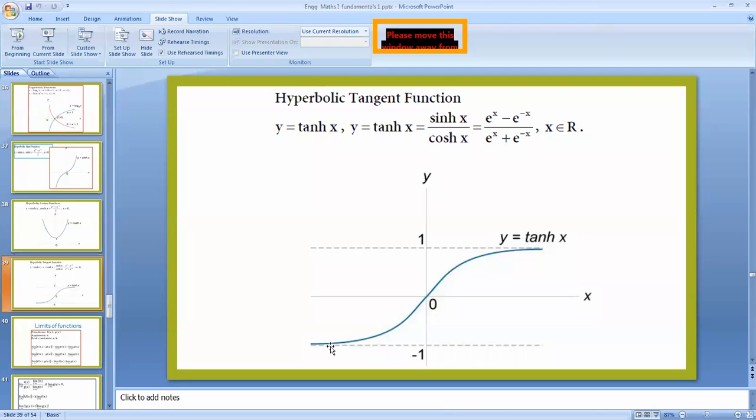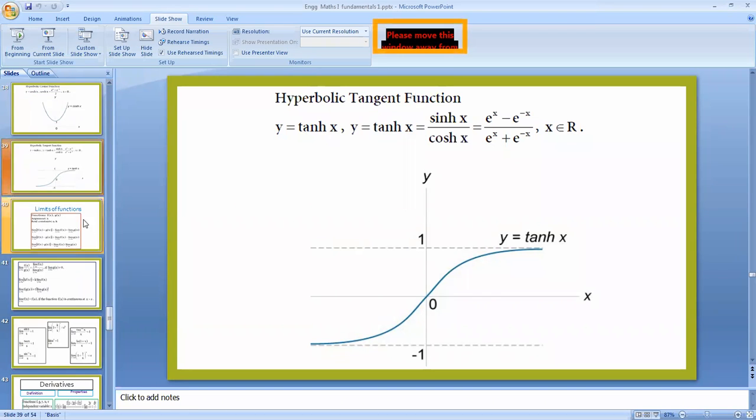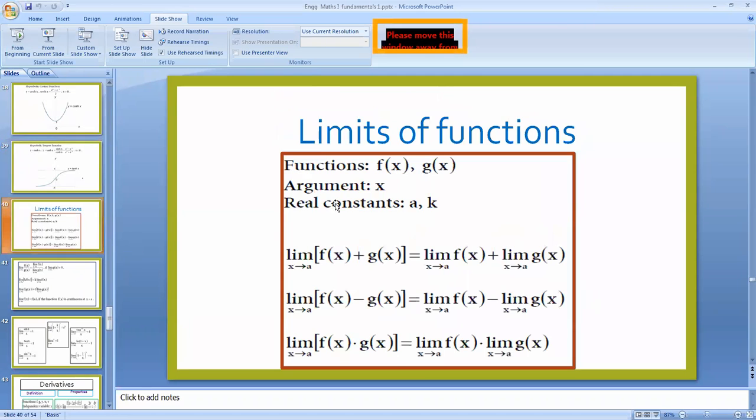So in this fashion, we get the graph of tan hyperbolic x, the hyperbolic tangent function. So this is the graphical representation. We have studied here the graphical representation of hyperbolic functions like cos hyperbolic, sine hyperbolic, and tan hyperbolic x.